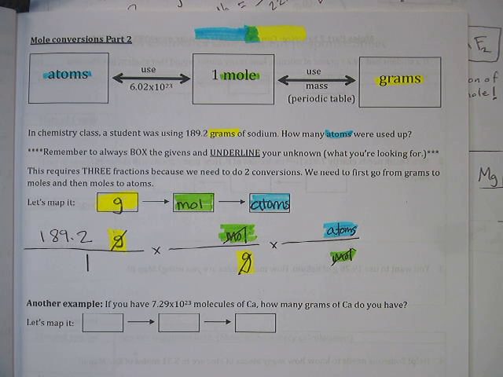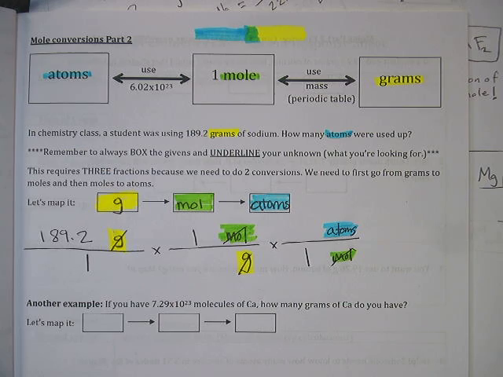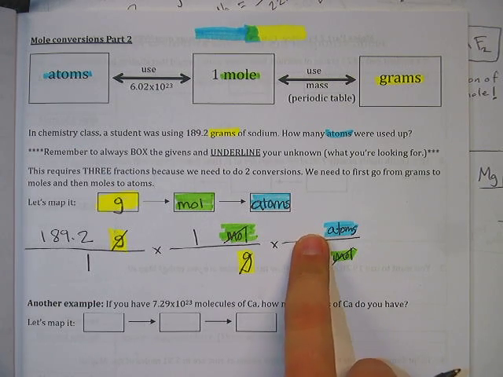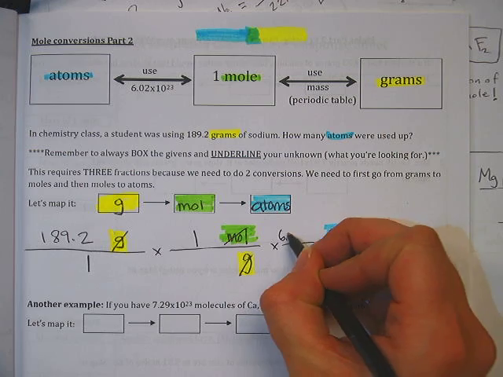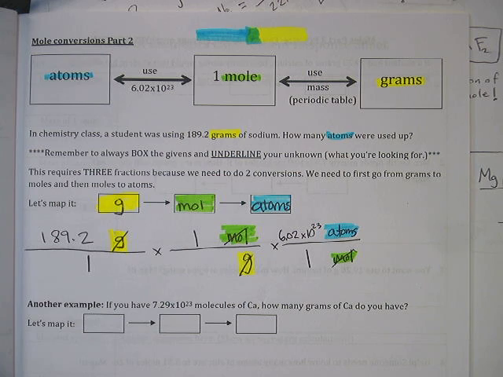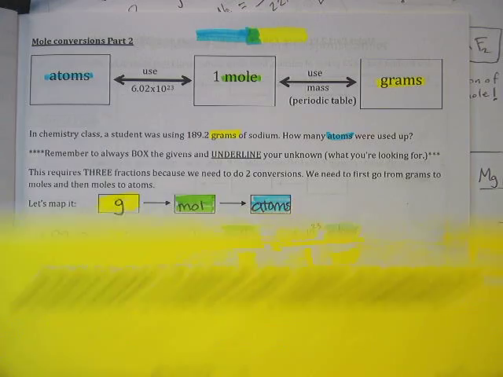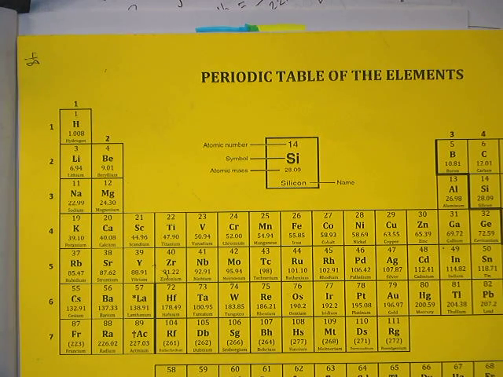Because what's our number that always goes next to moles? 1. Always put a 1 next to moles. And when it's blue, you use 6.02 times 10 to the 23rd. And where does your yellow number come from? The periodic table. Your yellow periodic table. What element are we looking for in this problem? Sodium. So go find sodium. Do we use the 11 or the 22.99? 22.99. Use the 22.99.